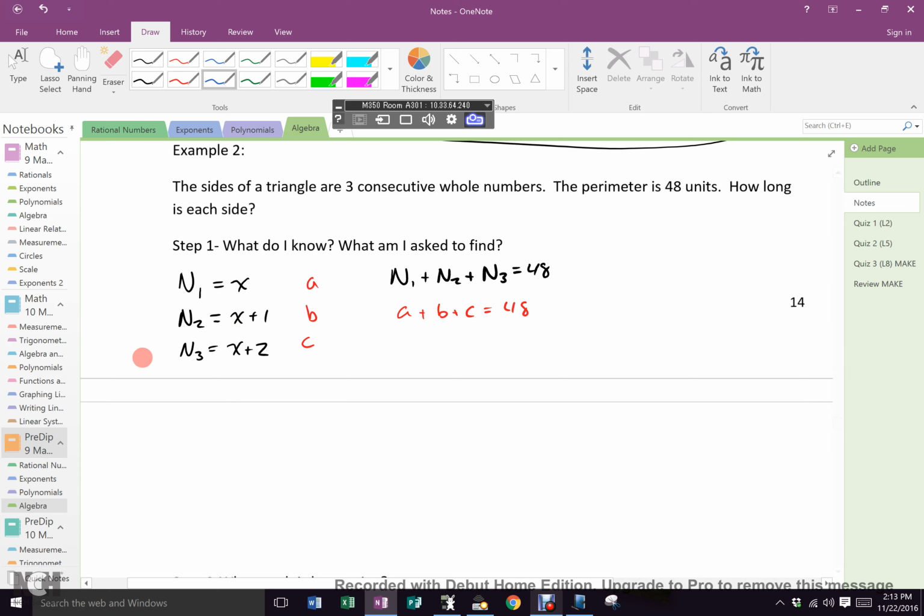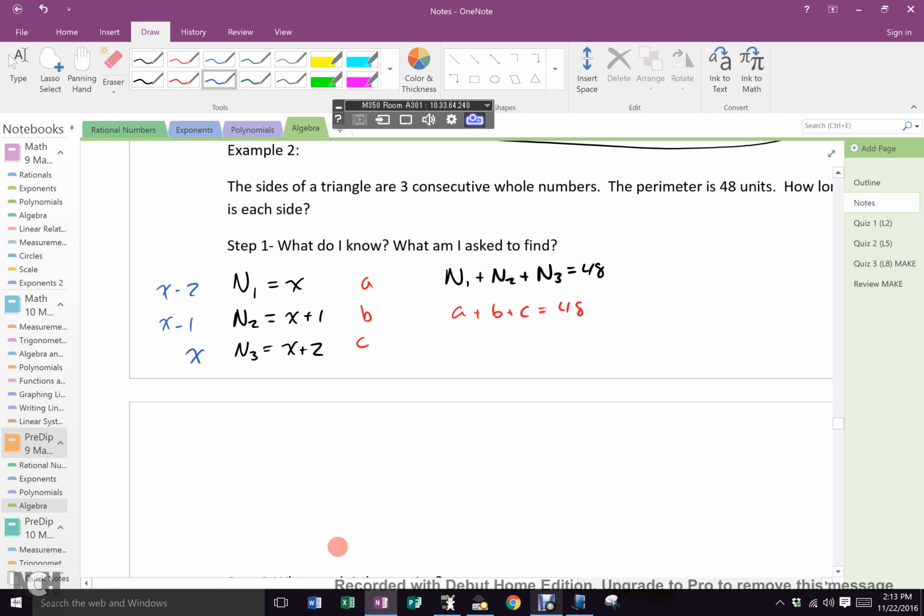No. Because could we rewrite this in any other way? What if I made this X? Then what would number 2 be? X minus 1. And what would number 1 be? X minus 2. What if I made number 2 X? What would this be? X minus 1, what would this be? No, X plus 1. Because I made the middle number X. Sorry, my bad. And it's all the same thing, isn't it?